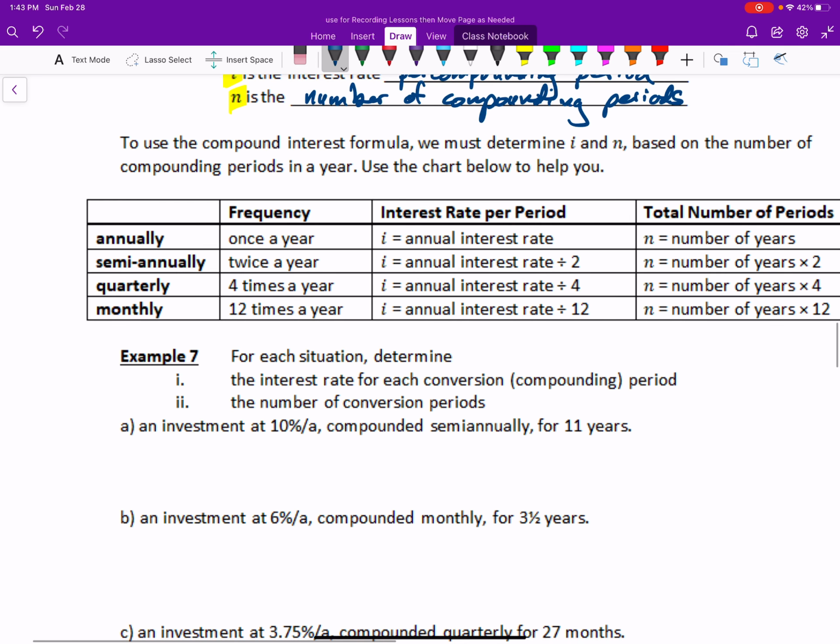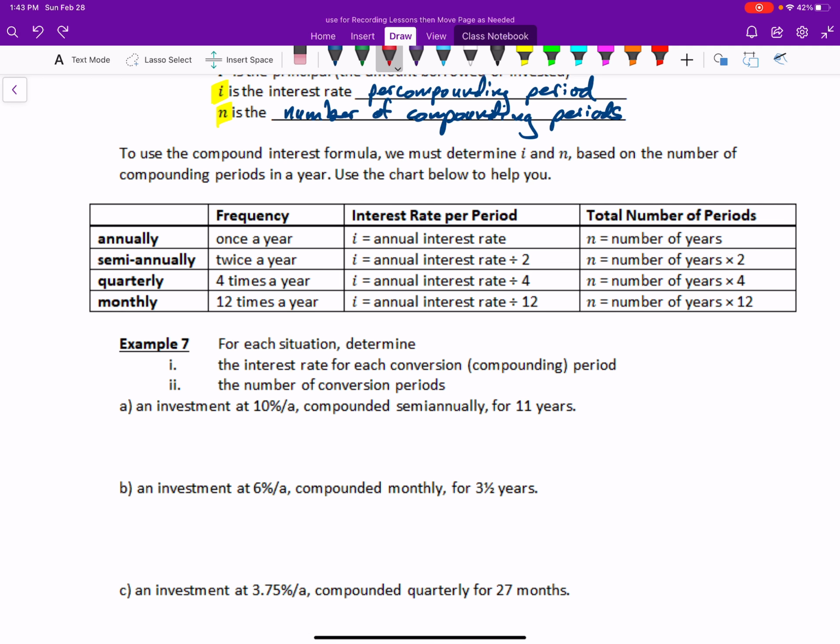So here are some common time frames for calculating interest. If you see something that says annually, it means they're calculating the interest once a year. And so whatever the annual interest rate is going to be what i is, as a decimal. And they're all going to be as a decimal, but I'm just going to write that for this one. n is the number of years. So if you calculate the interest once a year, then n will just be however many years have gone by.